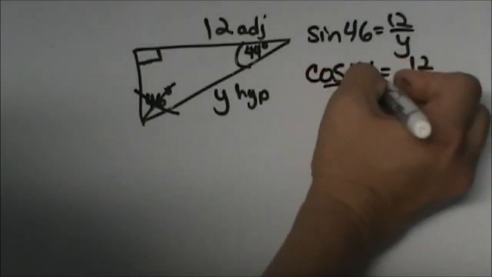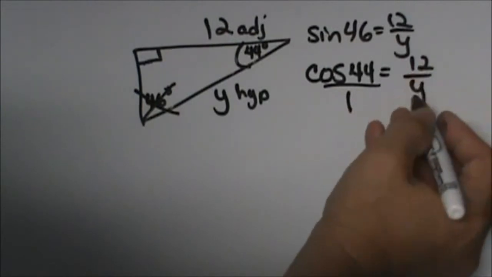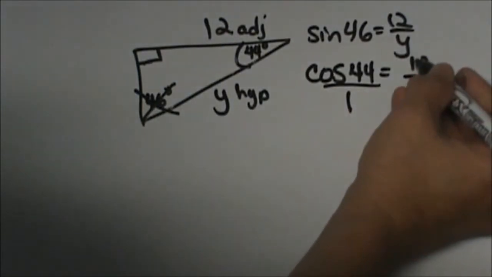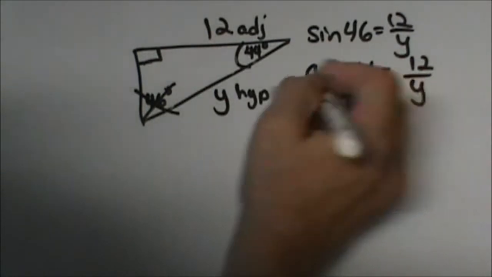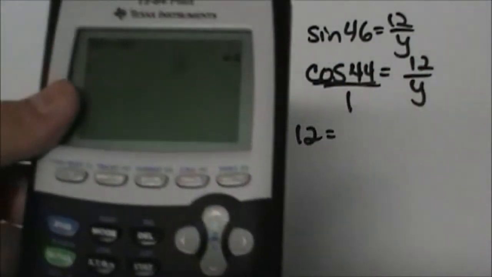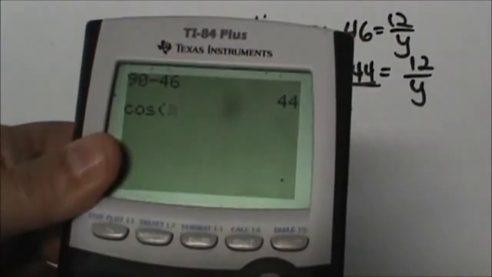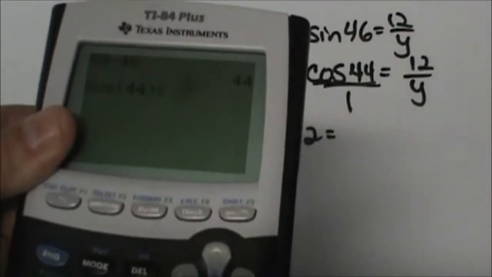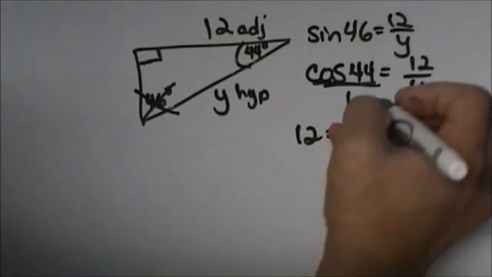Let's go ahead and solve it. Okay, so we're going to do a cross product here. And this one's harder because our variable's in the bottom. So 12 times 1 is 12. And then I'm going to find the cosine of 44. This is forward, so I'm just going to do the regular cosine button, not an inverse, of 44. And I get 0.7193.